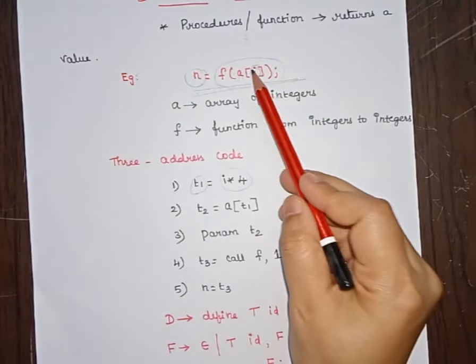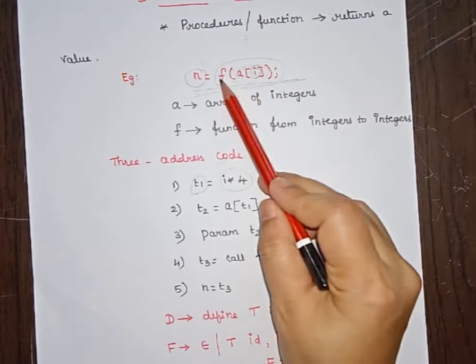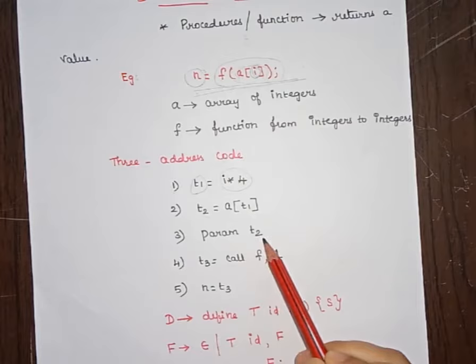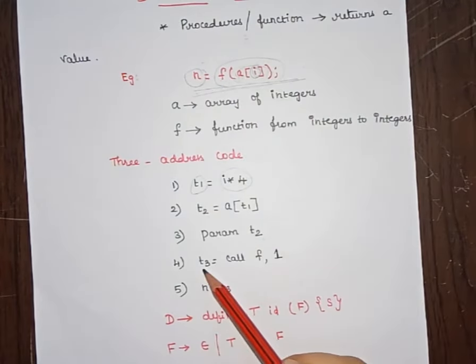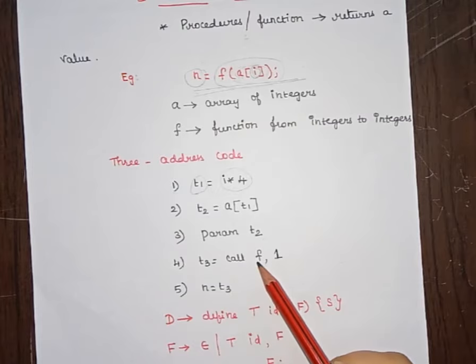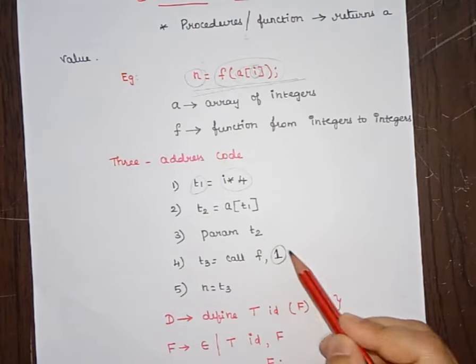Then after that, this is a parameter. So a of i is a parameter for the function here: param t2. Now we have a function call, right? So t3 is equal to call f comma 1, and this value is nothing but the number of parameters we used here.